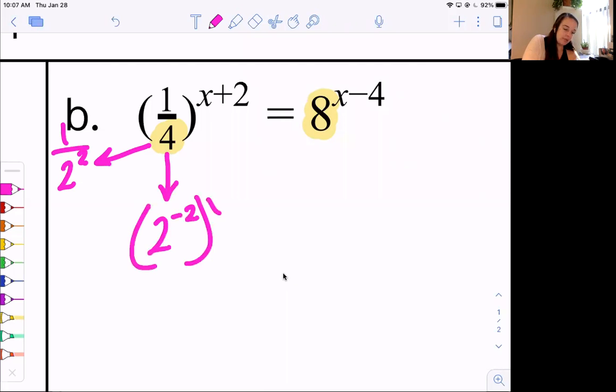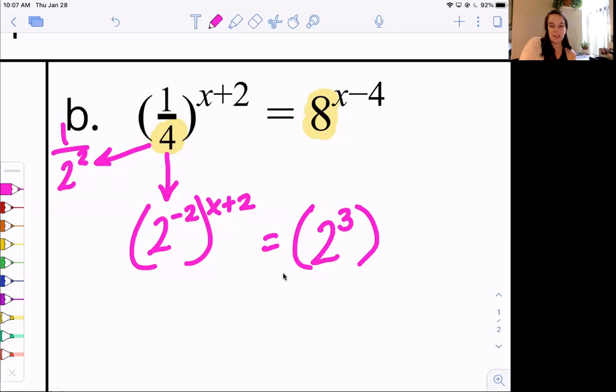Still have x plus 2. What am I going to turn 8 into? Two to the power of 3. Yes. 2 to the power of 3. Yes, Carly. Thanks, Devin. So we have x minus 4 here.